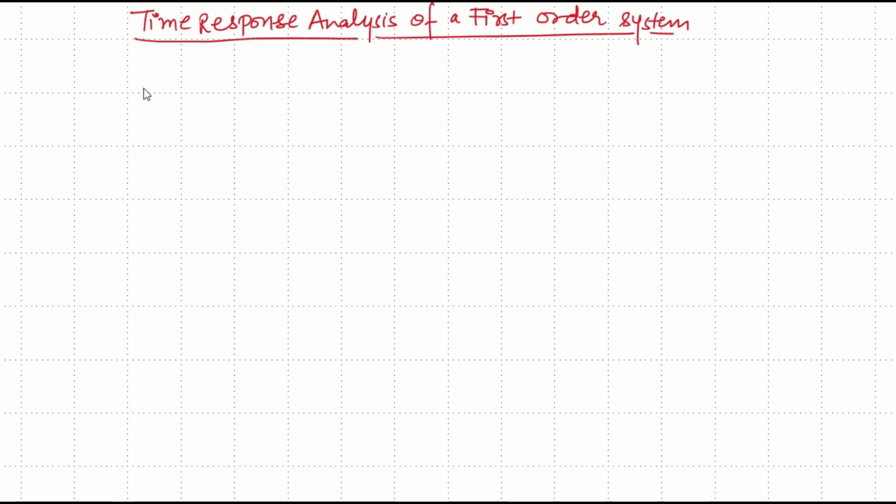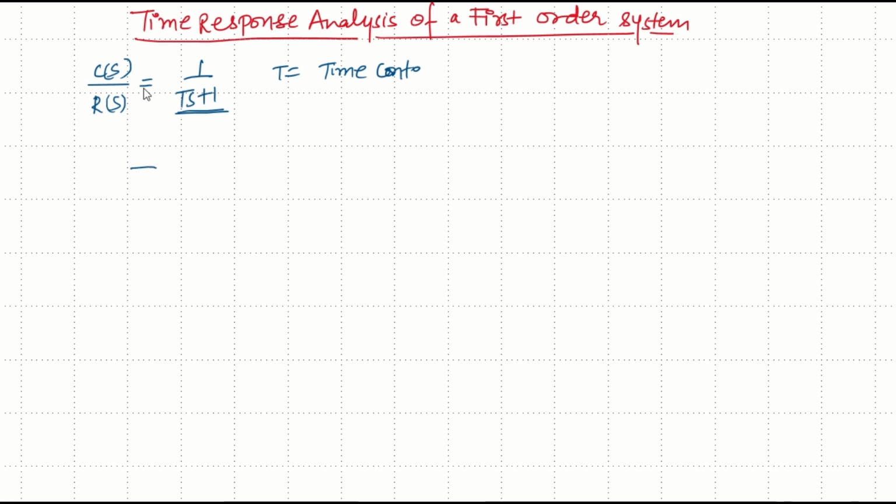In this video lecture, we are going to discuss the time response analysis of the first order system. In the last class, we have already discussed that the transfer function of the first order system is given by 1 upon Ts plus 1, where T is the time constant. Here the highest power of the denominator, or the characteristic equation, is 1.